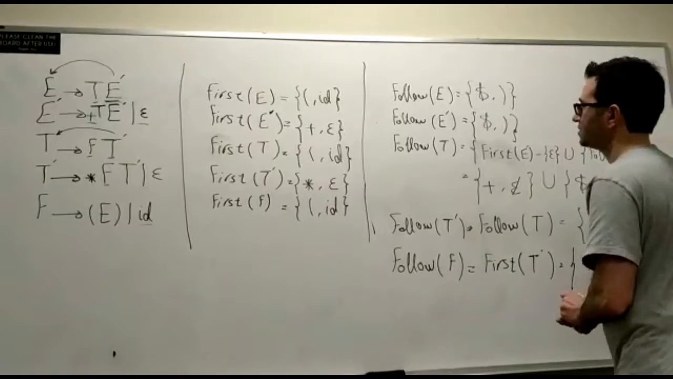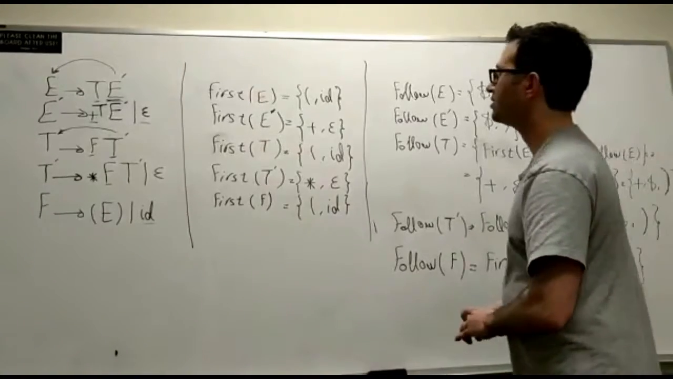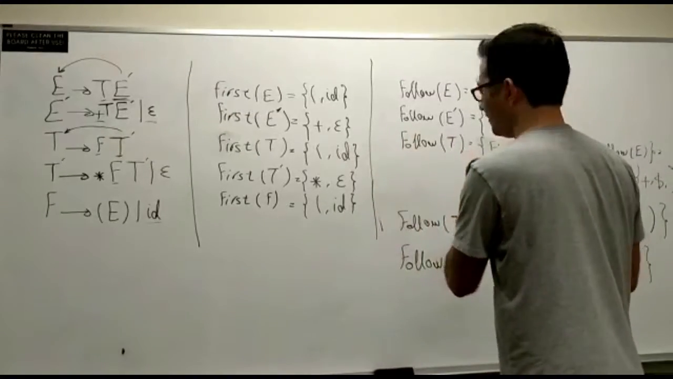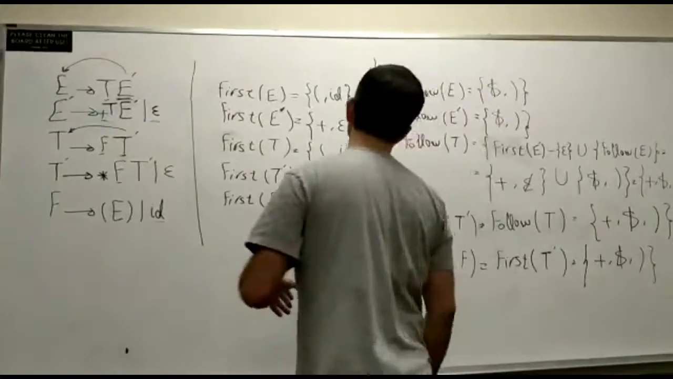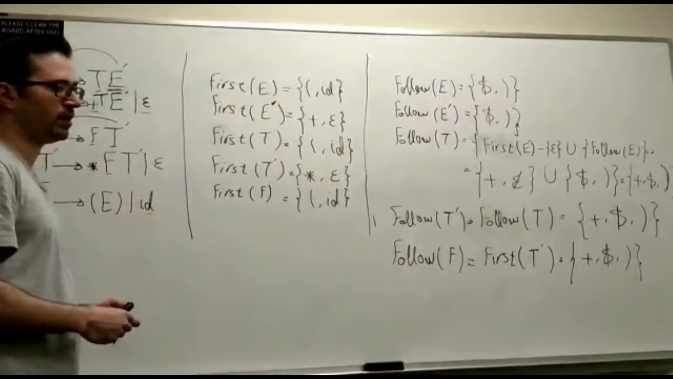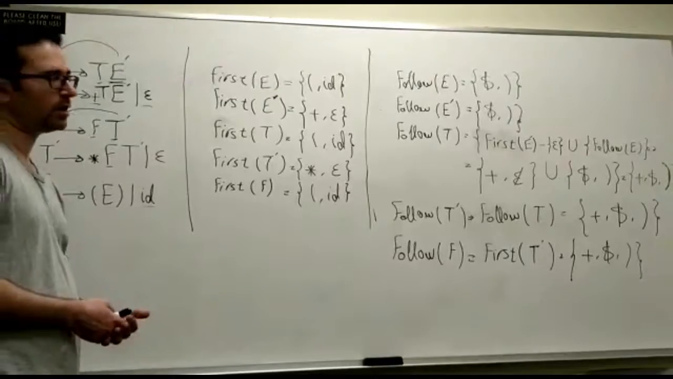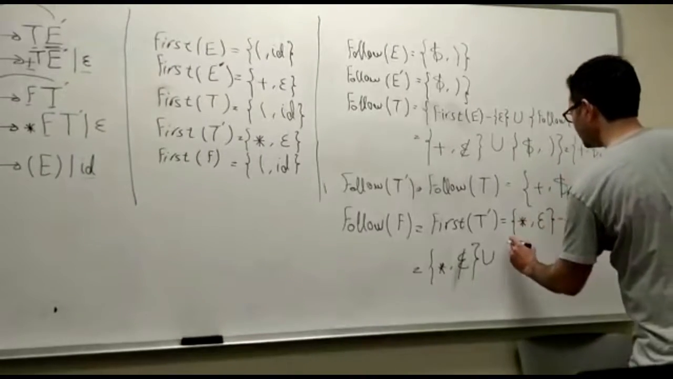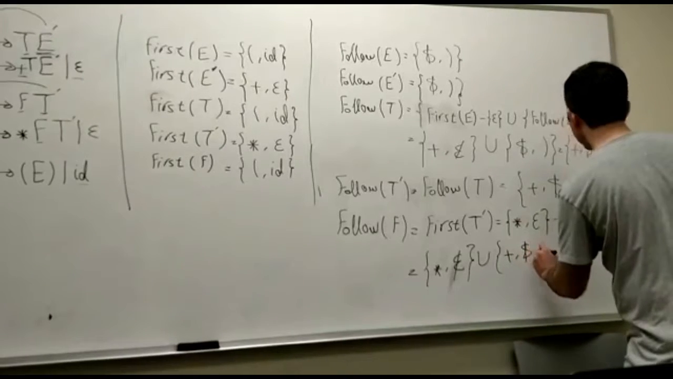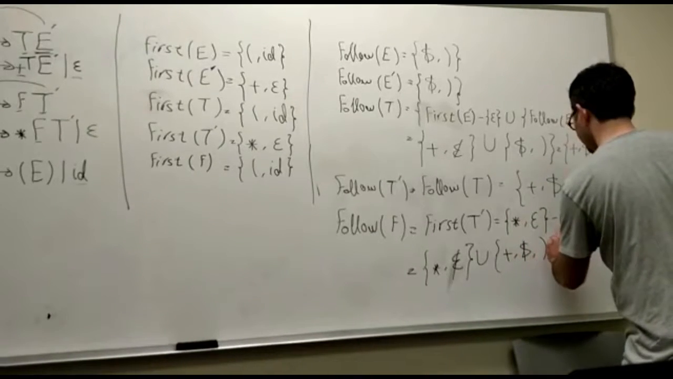and close parenthesis. So far we have the first set and the follow set. Now, with the follow and first sets, we are able to make the table. What is the follow of T? As you can see here, it's plus, dollar sign and close parenthesis.